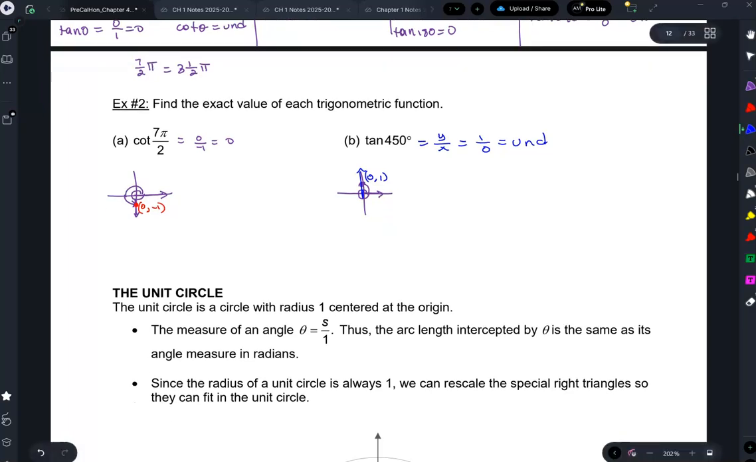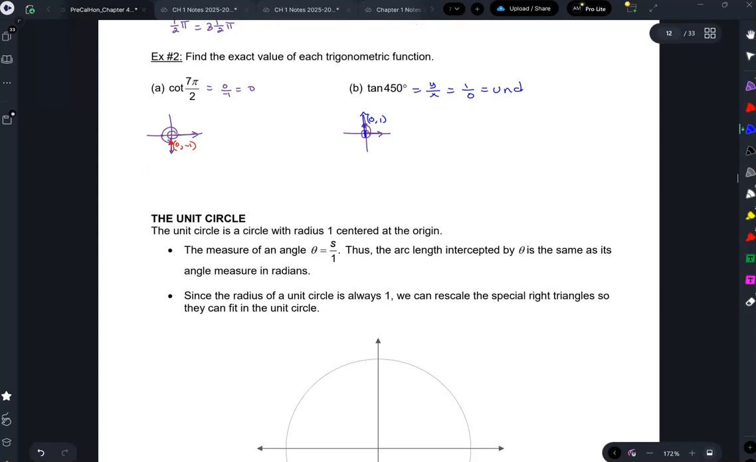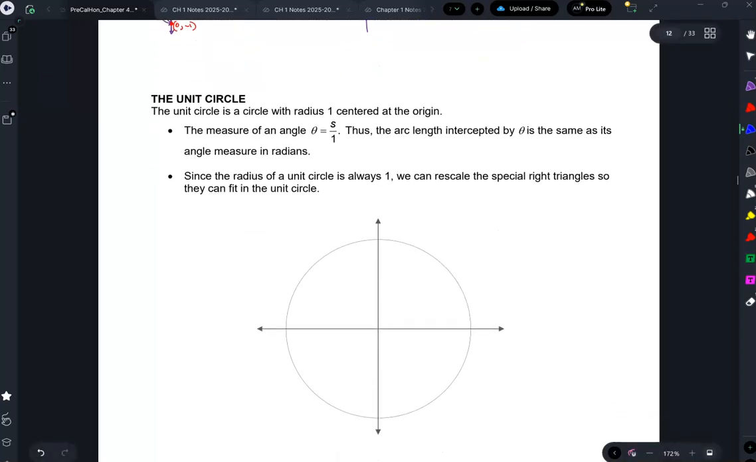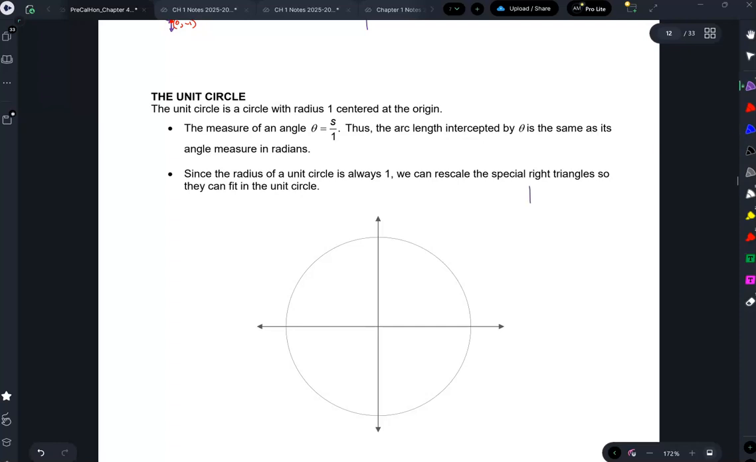Okay, let's talk about the unit circle. Now, the unit circle is a circle with a radius of 1, and it's centered around the origin. So now, if the radius of this circle is 1, let's think about this for a minute. Remember how we had our special triangles, 30, 60, 90, and this was 1, root 3, and 2, right?